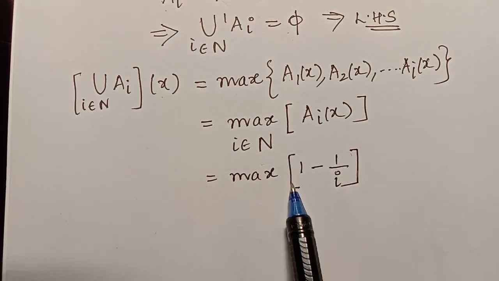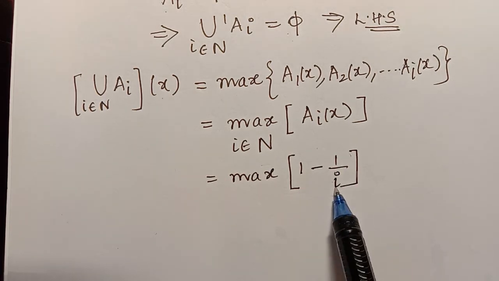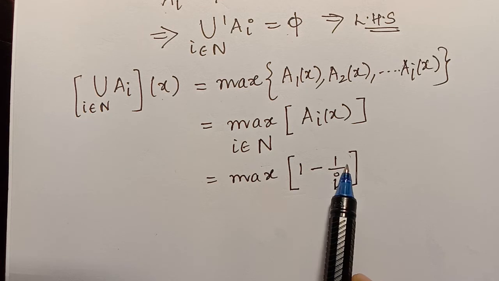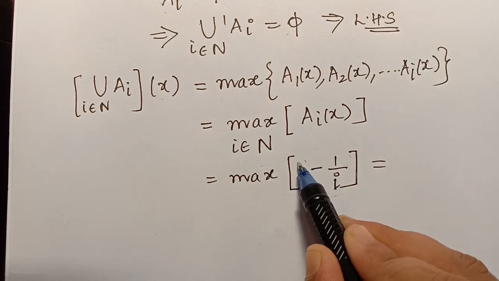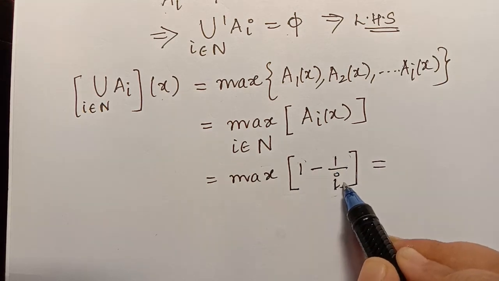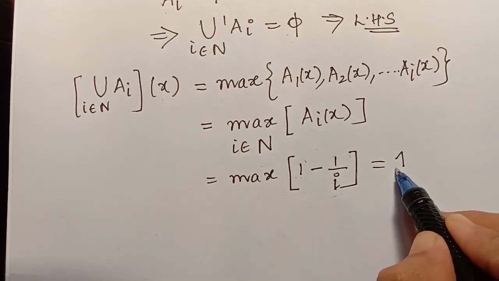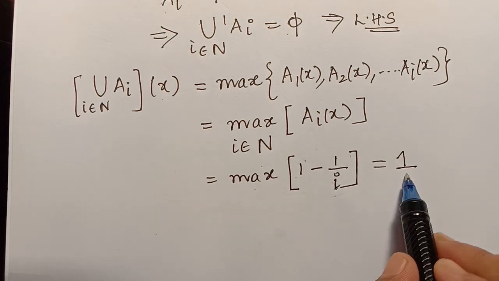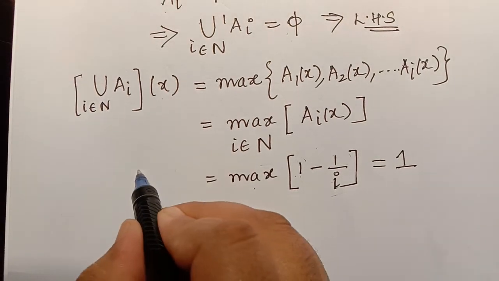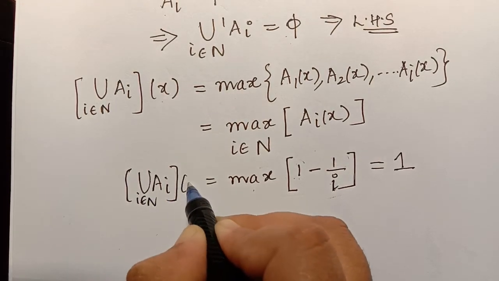So what could be the maximum value actually? Because it is 1 minus 1 by I, as we keep on subtracting, the maximum value that we can attain is 1 only, because we are subtracting from the value 1. So if at all this 1 by I becomes 0, then the maximum value will be equal to 1. So the maximum of 1 minus 1 by I it can have is 1. Now this is our union AI for I an element of capital N of X.